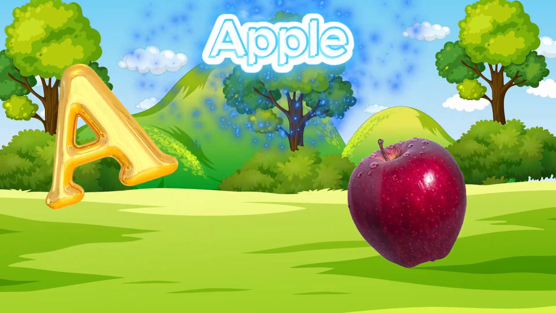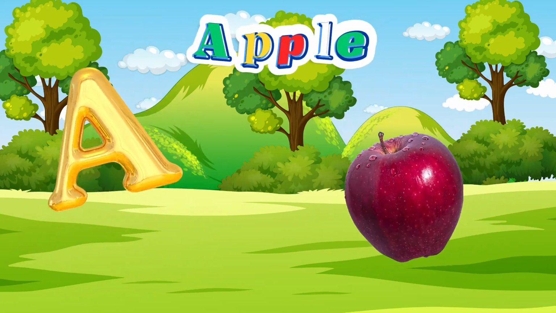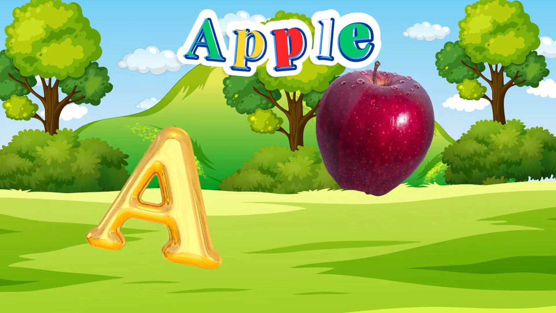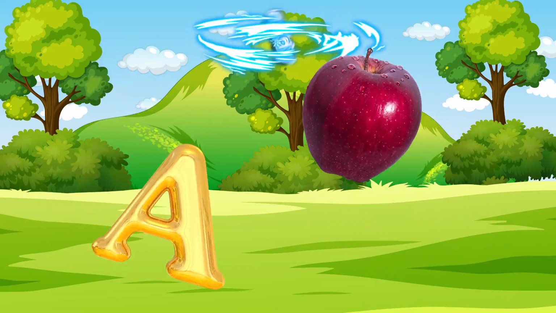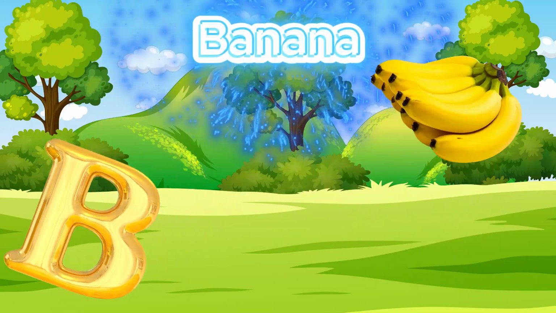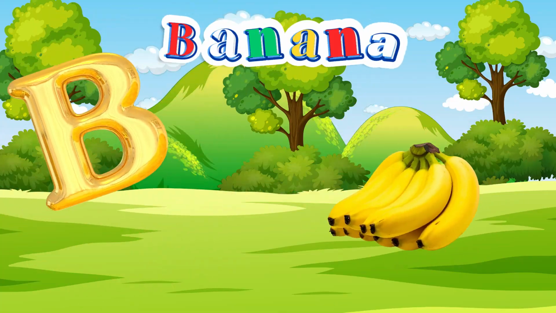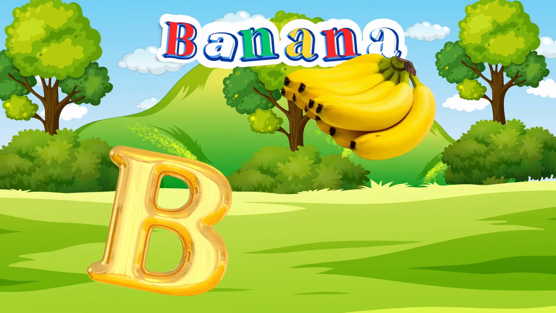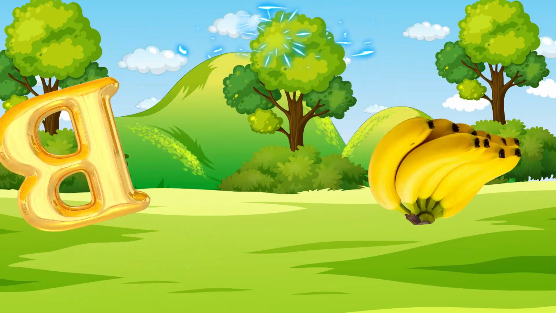A is for apple, apple. Red apple. B is for banana. B, banana. Yellow banana. B is for banana.